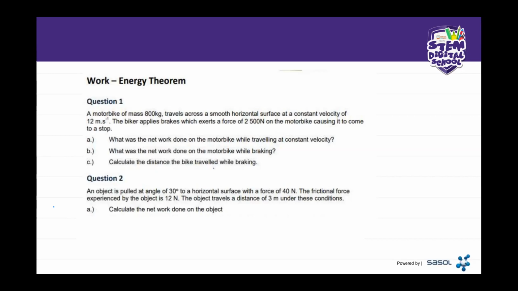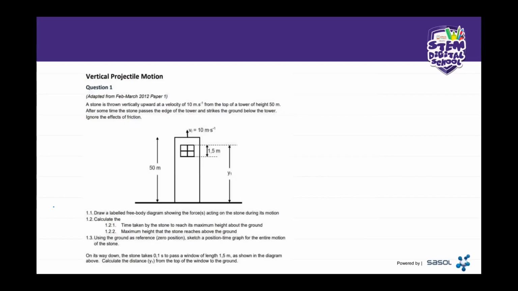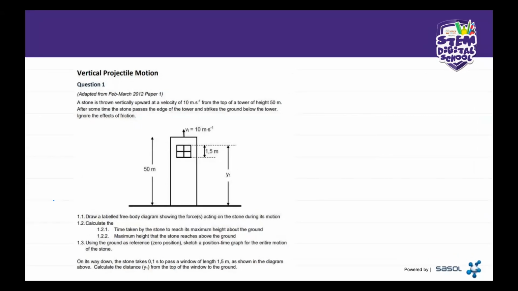Okay, wait, we're not done here. Oh yes, we're not done. I just ended it on 1.2.2. We still have 1.3 and we still have the others that we need to do. So what do they say on 1.3?